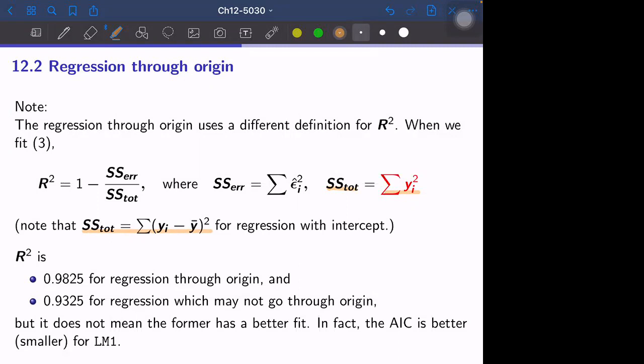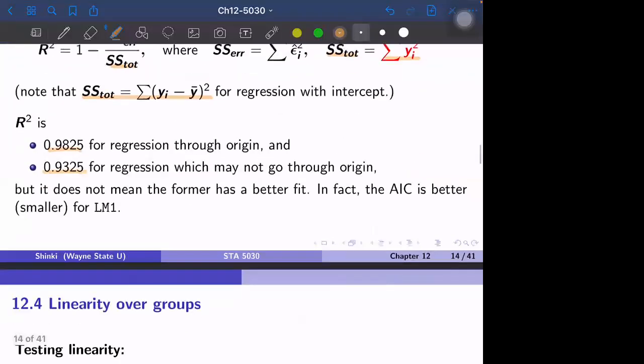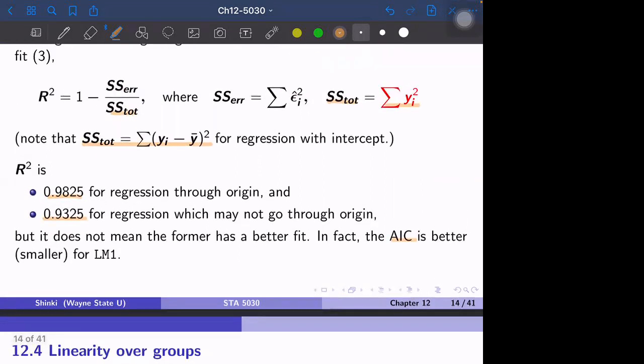Adjusted R squared and R squared are comparable because SS total is the same for all models. But here, the SS total is different. So this has an entirely different meaning. So we cannot really compare these two adjusted R squareds. And in this case, the AIC is much better for the latter model, LM1. So it's reasonable to support LM1.